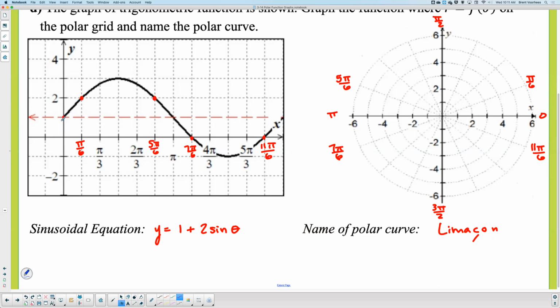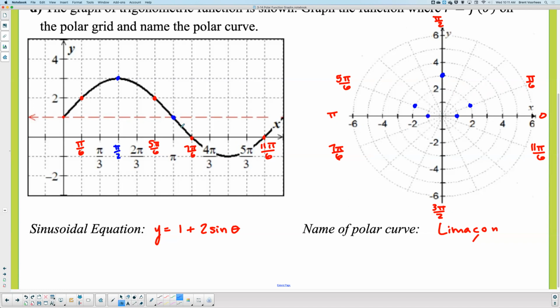At 0, I need to go 1 towards it. So go 1 circle towards 0. At pi over 6, we go 2 units towards it. Plot that point. This point, what is that value at? It's in between here. Pi over 2. Sine gets its maximum, which is 3. So at pi over 2, we are at 3. 5 pi over 6. We go 2 towards it. At pi, we're at 1.